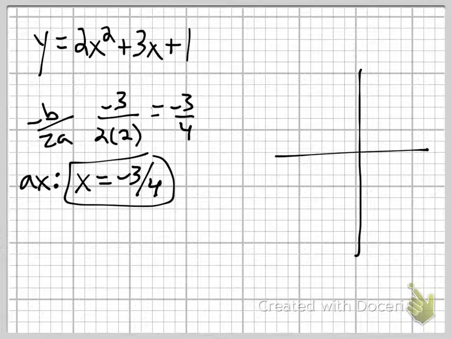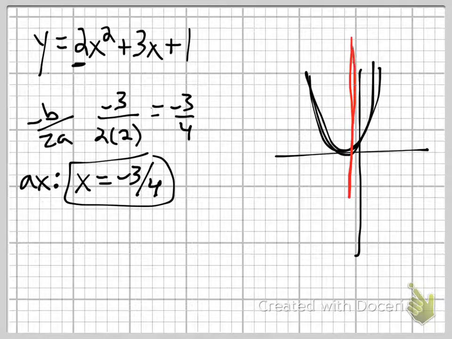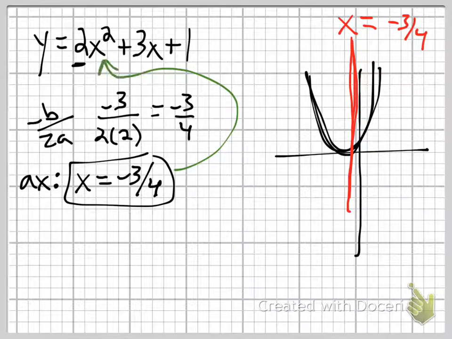I know that this is a y equals, so it'll be a vertical parabola. I notice that my a value is positive, so it'll be right side up. And so I'm just going to sketch that. My axis of symmetry, the middle of my parabola, is at negative 3/4. Well, that makes a vertical line. And remember, vertical lines are x equals something. And so x equals negative 3/4. That's my axis of symmetry. And now my vertex has to fall on this line somewhere. That's why we plug it in.